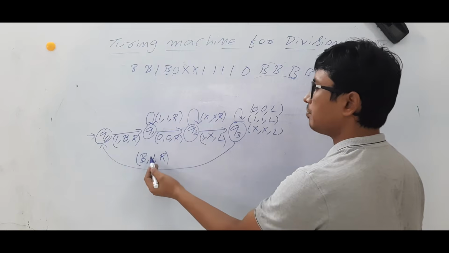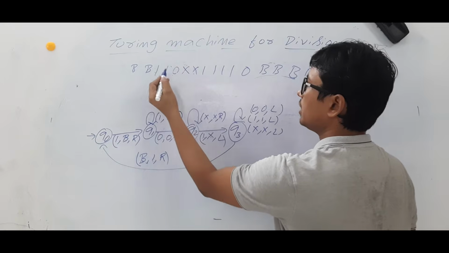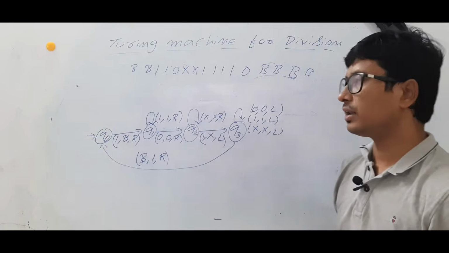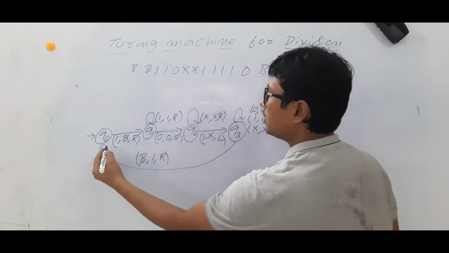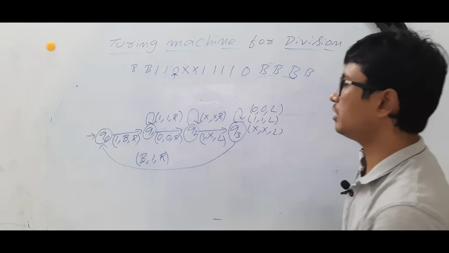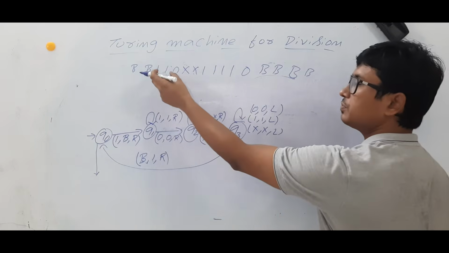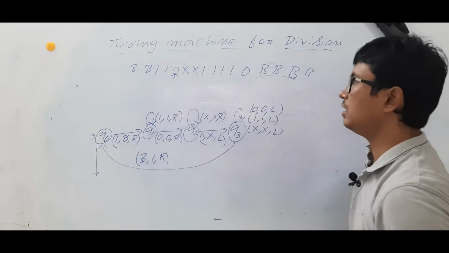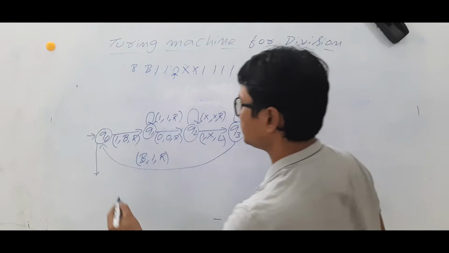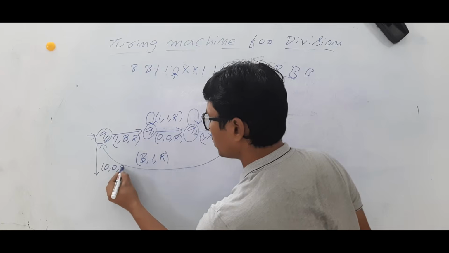If you get a blank, make it as a 1, move to the right. If you move to the right, you will get here. The tape head is pointing to this one. What is the meaning? It means you have matched all these ones with these x's. Now, you should go and modify this blank to 1. So, if you get a 0 here, make it as 0, move to the right.